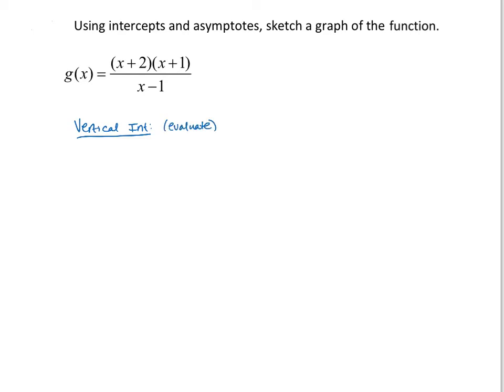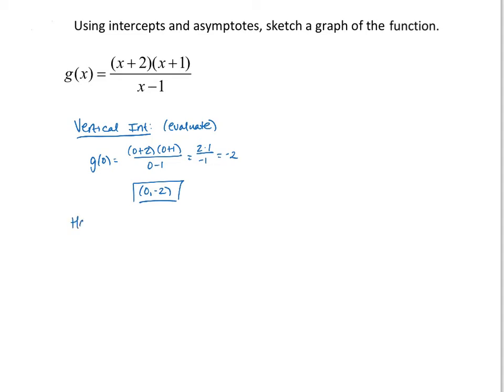We're going to plug in 0 for x and evaluate our function. So g of 0 is equal to (0 plus 2)(0 plus 1) over 0 minus 1. So we have 2 times 1 over negative 1, which is equal to negative 2. Remember, intercepts are points on the graph, so this is an ordered pair. This is the point (0, negative 2). So for a vertical intercept we evaluate.